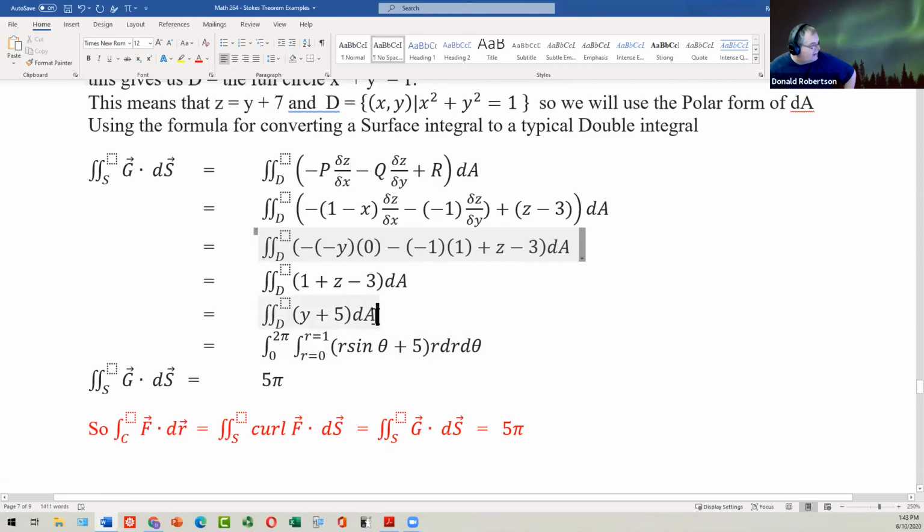Now, I'm going to go polar. That means the y gets turned into r sine theta. The dA becomes r dr d theta. And it's a complete circle this time, so 0 to 1 and 0 to 2 pi. And trust me, the answer is 5 pi.